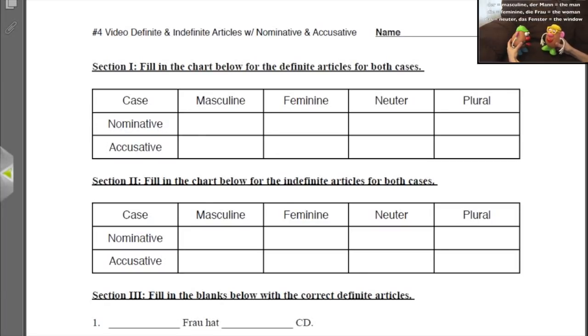First of all, in order to understand any of this mess, you're going to have to first identify what is nominative and what is accusative, what is a definite article and what is an indefinite article. So we're going to start with the cases first.